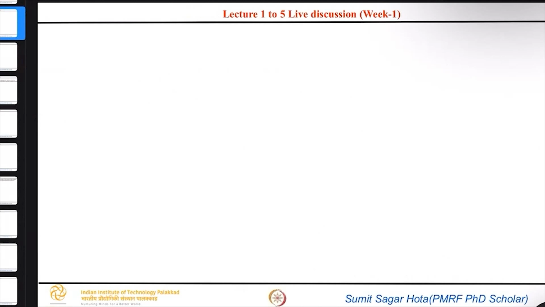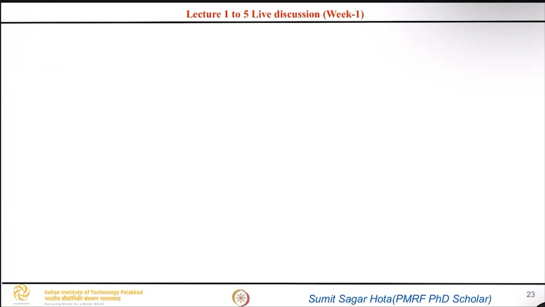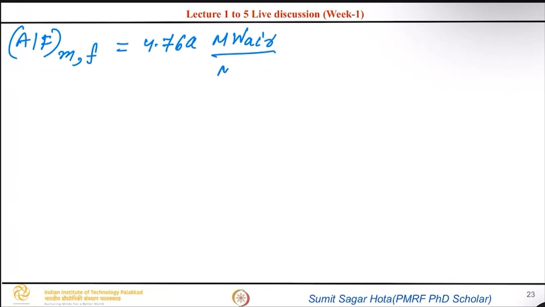Now we have to find out the air fuel ratio on a mass basis for the fuel, which is 4.76 A times the molecular weight of air divided by the molecular weight of the fuel.